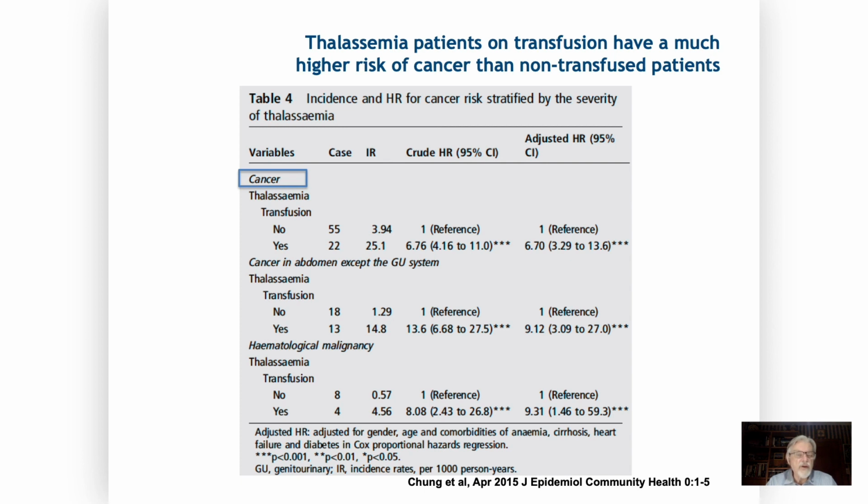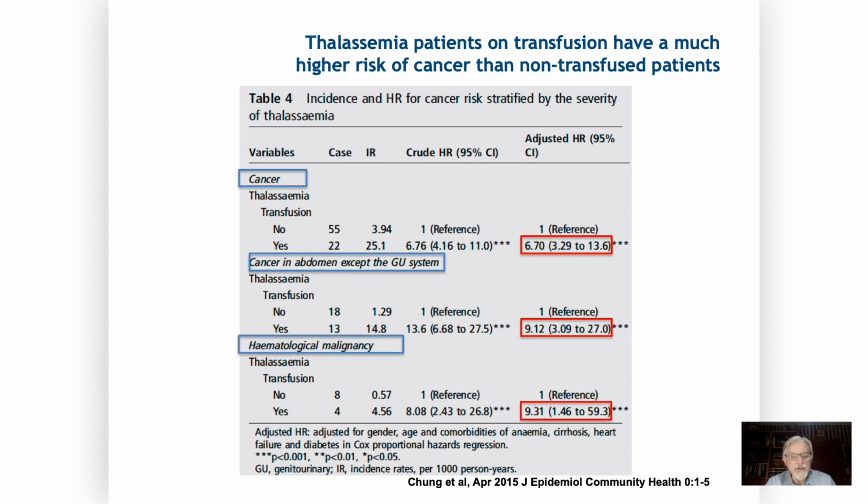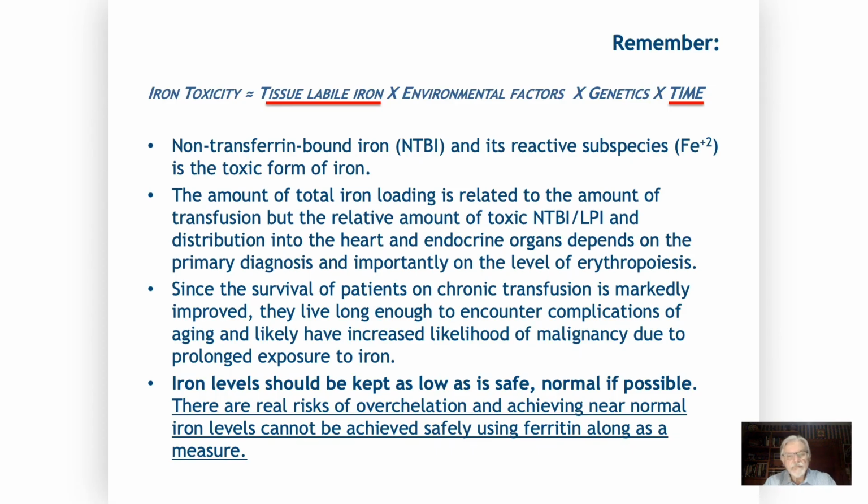Now, thalassemia patients develop iron overload, even if they're not transfused, by the way. If we compare cancer risk in thalassemia patients who were transfused versus those who were not, the transfused patients have a 7 times higher risk of cancer. If you look at abdominal cancer, they have a 9 times increased risk. If you look at hematologic malignancy, they have a 9 times increased risk. So transfusion increases the risk of cancer over decades.